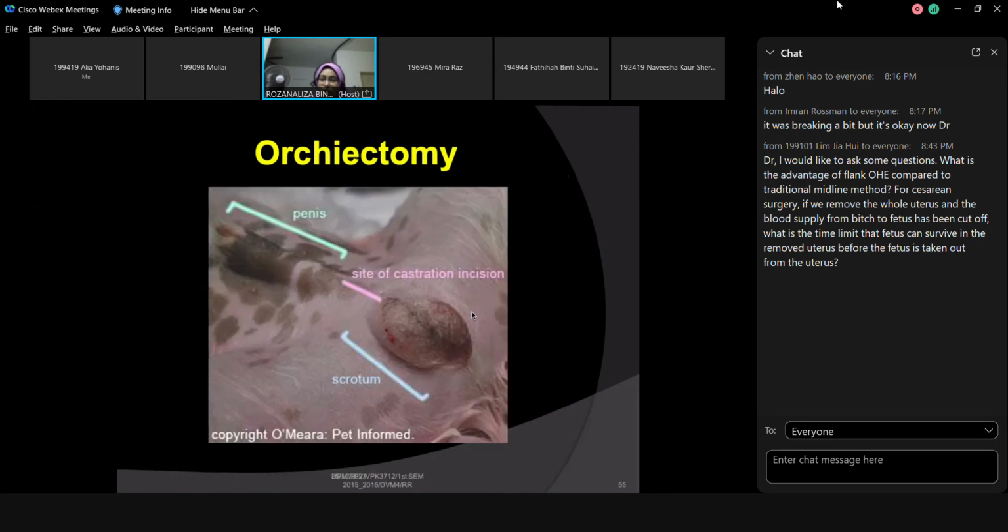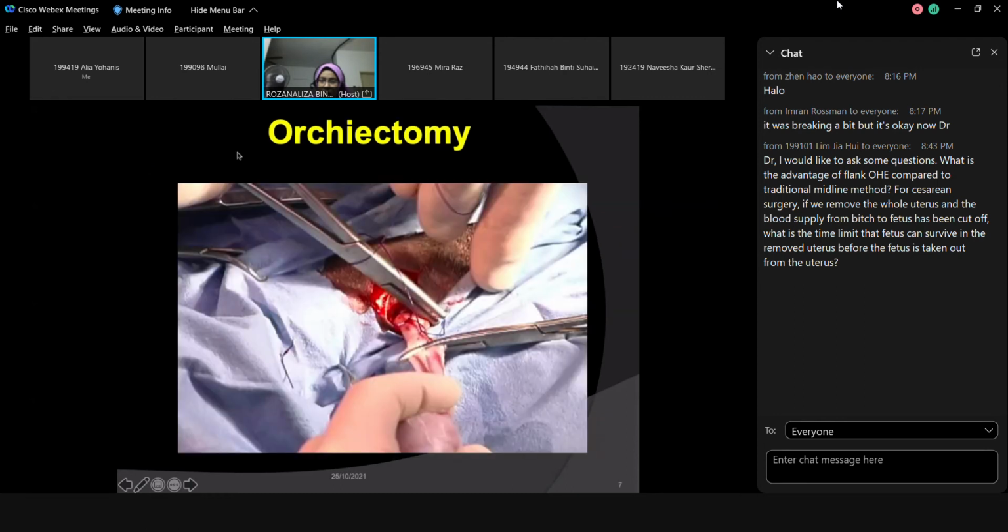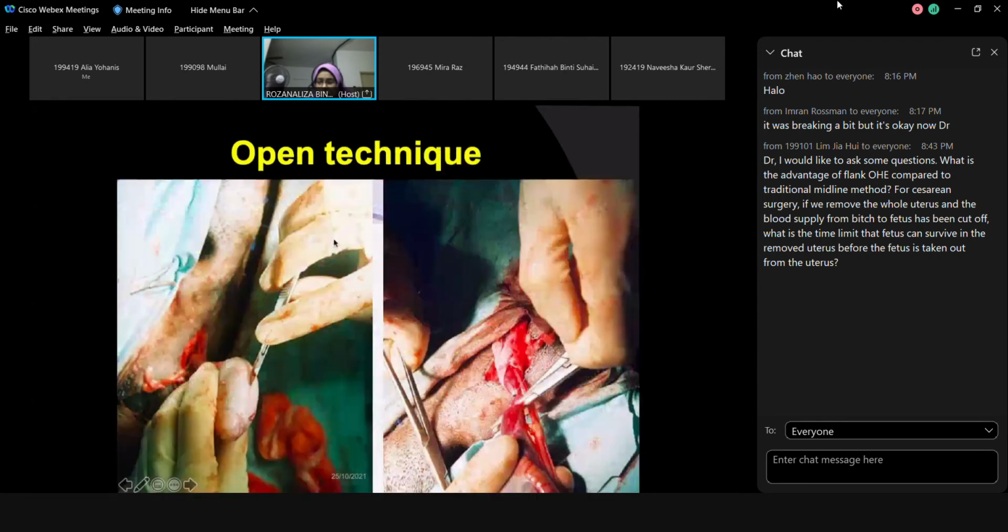Where you perform your castration is at the pre-scrotal region, the site of castration. This area is known as the pre-scrotal region. It's between the scrotum and the shaft of the penis. This picture shows an open technique, where you open up the tunic and ligate the vessel. Usually, we perform a 3-clamp technique here and ligate.